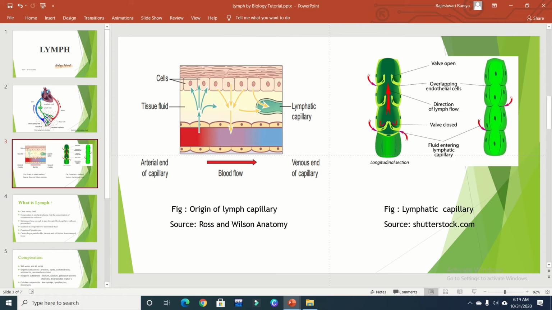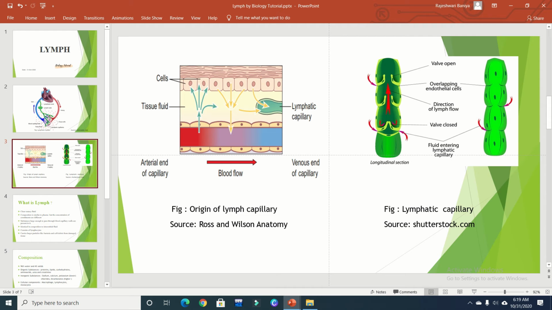Zooming into the lymphatic capillaries, you can see the overlapping structure. In this overlapping structure, there is the presence of pores. The pores are greater in comparison to the blood capillaries. Pores are greater means holes are greater. Permeability is high, so the larger particles can enter inside the lymphatic capillaries.